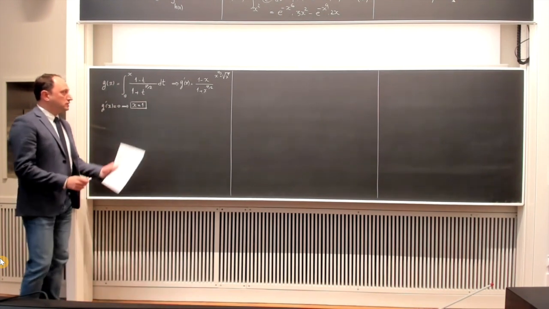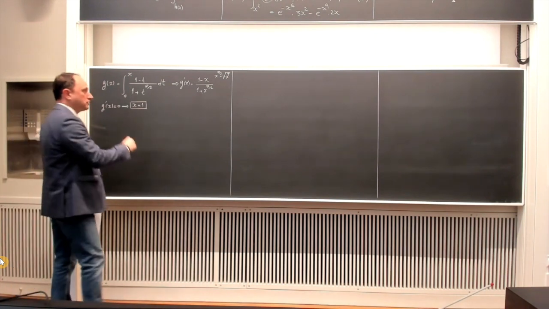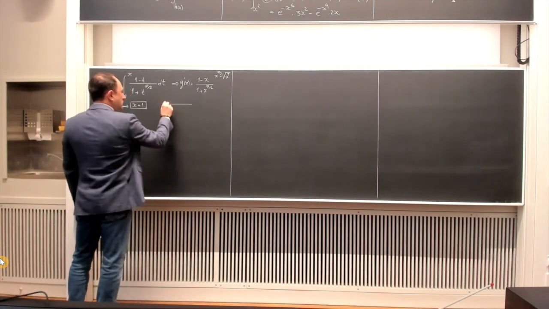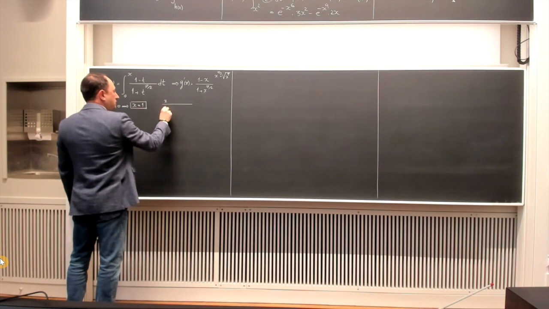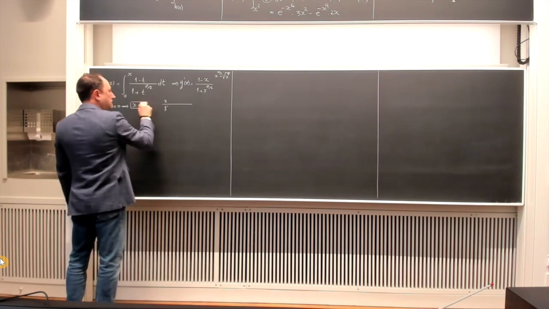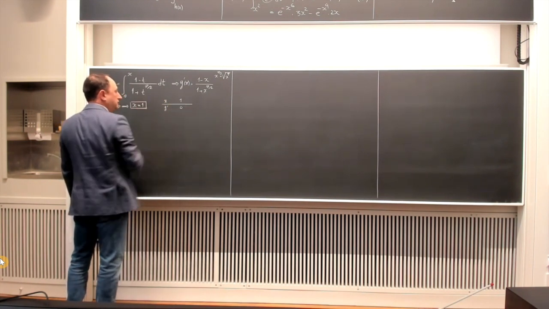Okay, I want to solve this in two ways. One, the first derivative test. So what you do, you can write x and then you have g prime here, and the only candidate is 1. Here the derivative is 0.